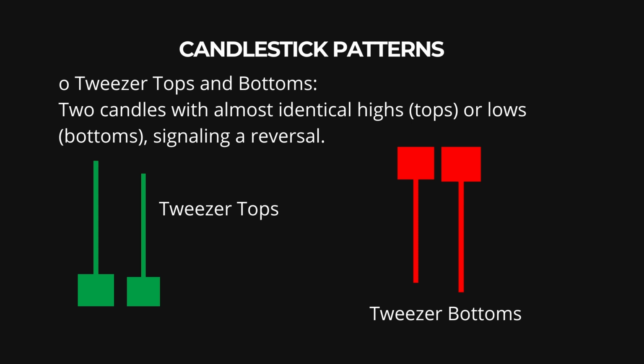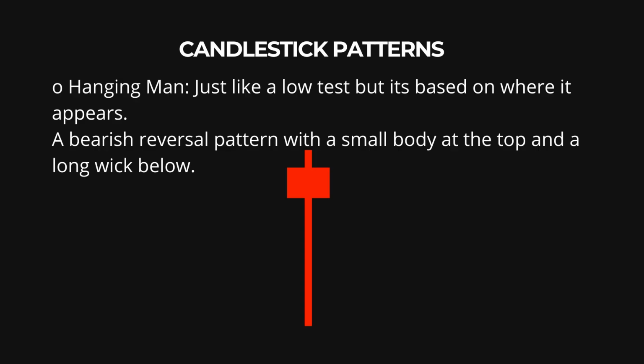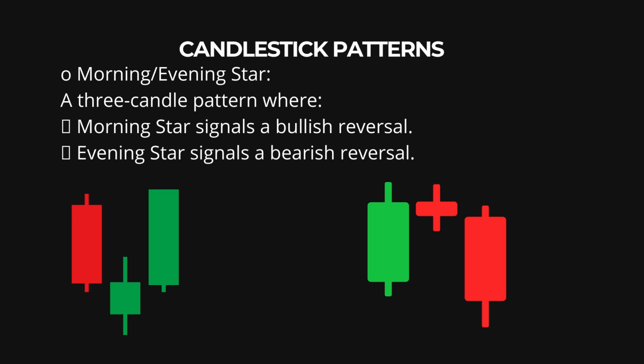Tweezer top and tweezer bottom. These are two candles with almost identical highs, for tops, or lows, for bottoms, signaling a reversal. Bullish and bearish engulfing. A large candle that completely engulfs the previous one, indicating strong momentum in that direction. The next is the hanging man. It's a bearish reversal pattern, a small body at the top and a long wick below. Morning or evening star, a 3-candle pattern where the morning star signals a bullish reversal and the evening star signals a bearish reversal.